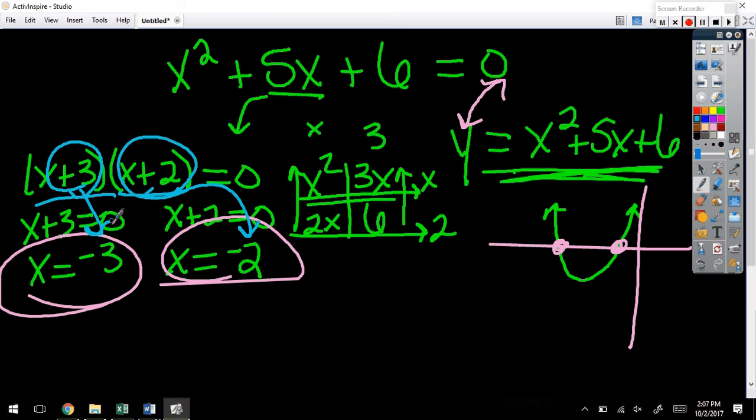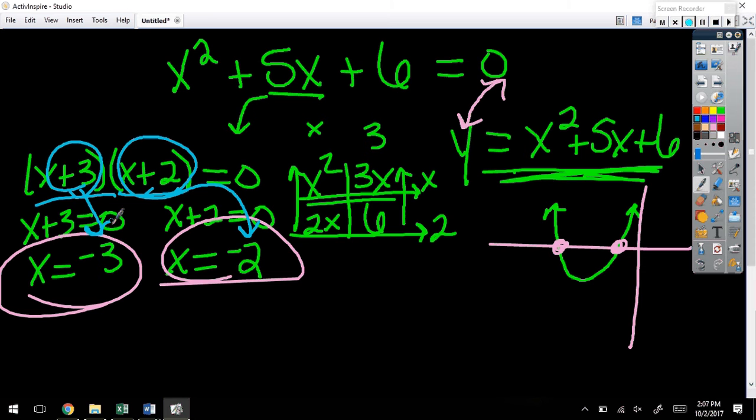Is y always gonna be 0? To find the x-intercepts, yes. One more time: if you're finding the x-intercepts, yes, y is always 0. If you're finding the y-intercept, x will be 0.